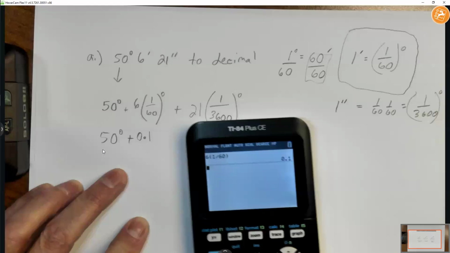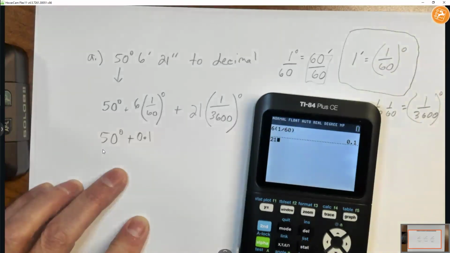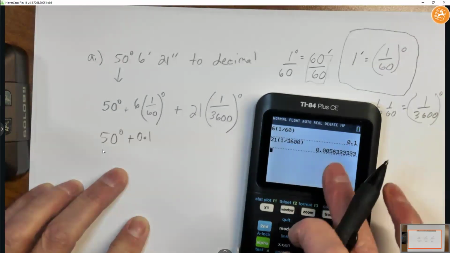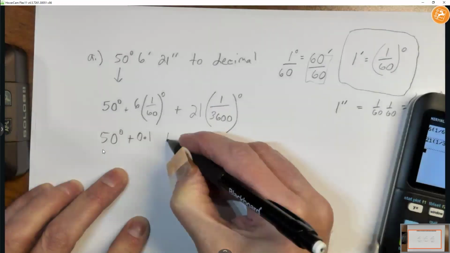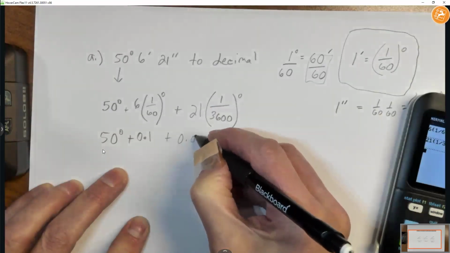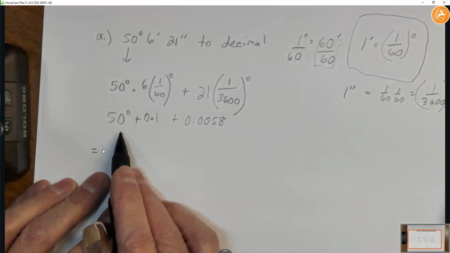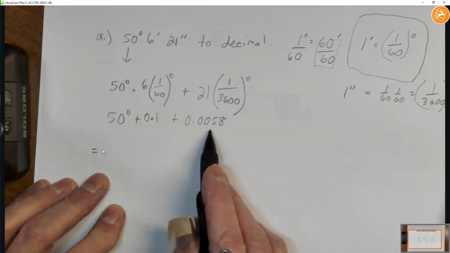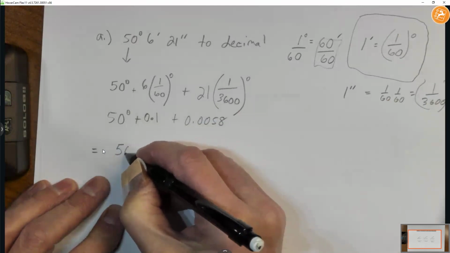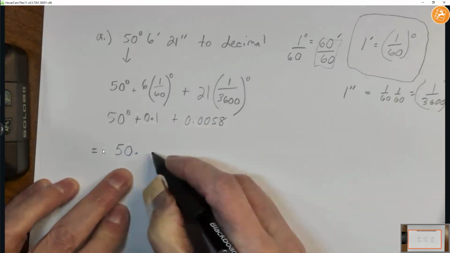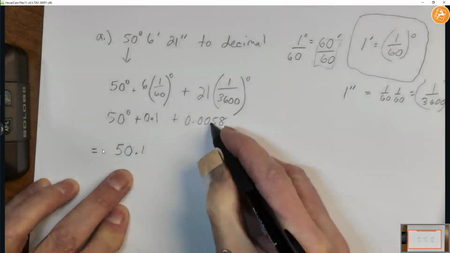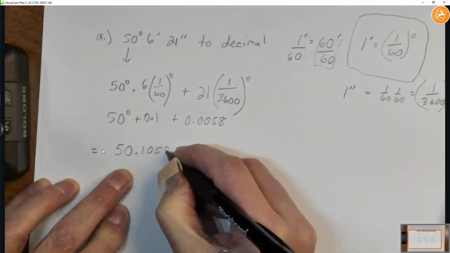All right, so back to the calculator. If I take 21 times 1 divided by 3600, okay, so we're going to add to that 0.0058. We'll stop at the 8 there. All right, so if I tack these all together, I get 50 plus 0.1 plus 0.0058. So converting to degrees in decimal form, we're going to get 50.1058 degrees.